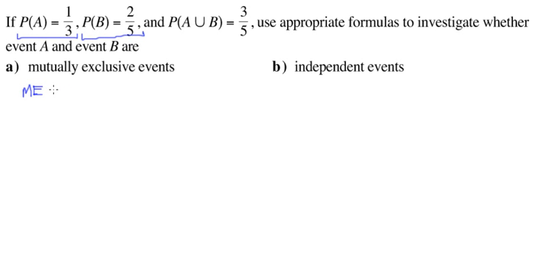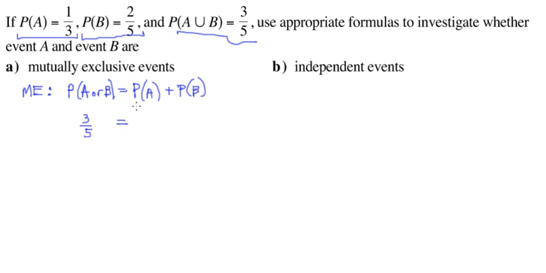It goes like this. Two events are mutually exclusive if and only if the chance of either one of them happening is equal to the chance of the first one happening plus the chance of the second one happening. This won't always work. It only works for mutually exclusive events. So in this case, the chance that either one of these events happens, A or B, is 3/5. I'm going to plug these numbers in and we'll see if this equation holds.